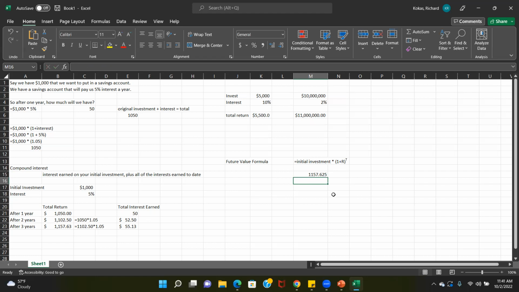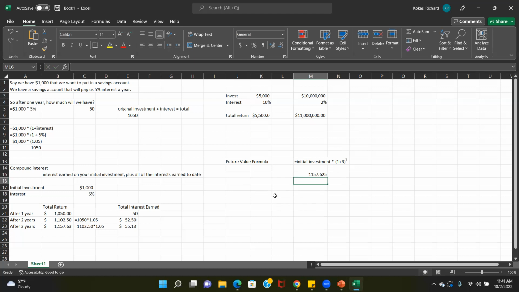You could break it down. You don't need to do it as one line item if you're a little unsure with the calculations. First, do 1 plus the rate, so get 1.05. Then raise 1.05 to the third power. So that's 1.05 times 1.05 times 1.05. And then multiply that by the initial investment. But again, try to get comfortable doing this formula because it's much quicker.